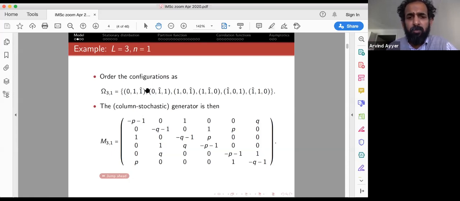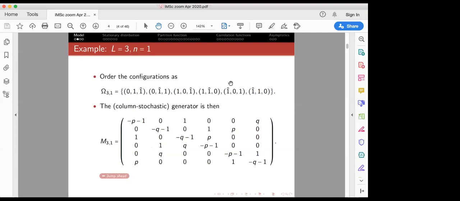So let's focus on one of these configurations. Let's say the second one. So there are two possible transitions that this can make. So with rate 1, the one on the last site can go to the first site, in which case you jump to configuration number 4. And that is why the 4th row has a 1 over there. And with rate q, this tracer can move backwards.